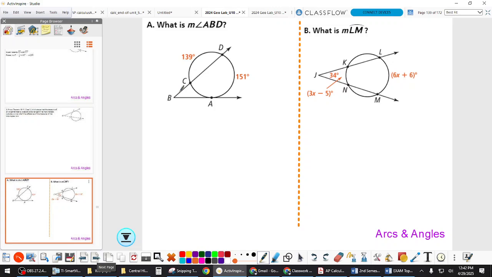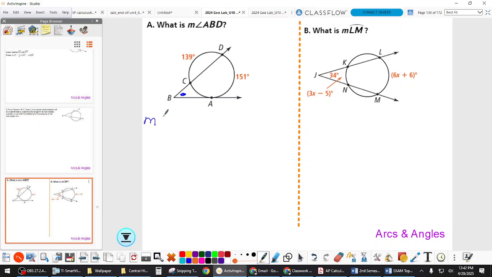All right, so which case is this? Not that it matters, but which one is it? Yep, secant tangent. So notice we're given, it says what's the measure of angle ABD, which is that angle. But we're given that arc over there. So that's kind of weird. Do we need that? Yep. How are we going to find that measure?